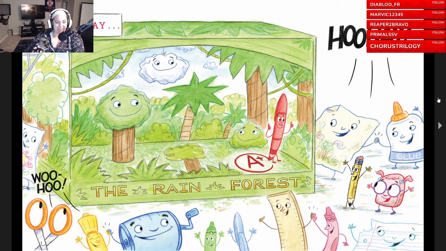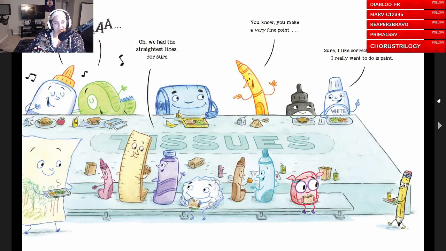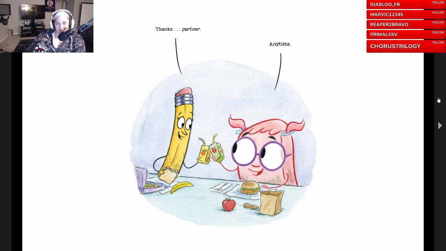The next day, they got an A+ on their science project. Hooray! Woohoo! The tape and glue are singing Kumbaya. They say, oh, we had the straightest lines. For sure. You know, you make a very fine point. Sure, I like correcting, but what I really want to do is paint. Thanks, partner. Anytime.